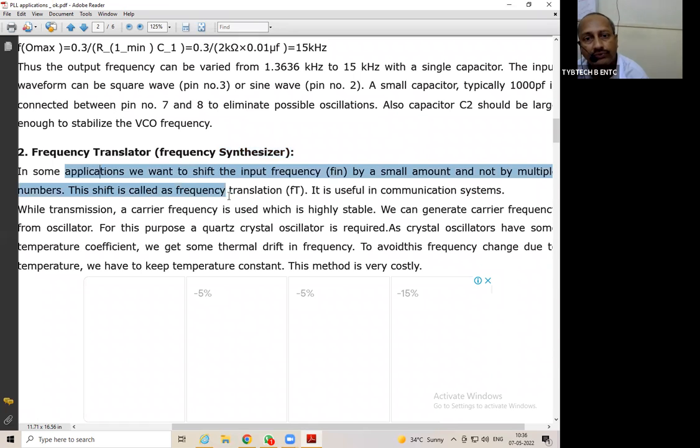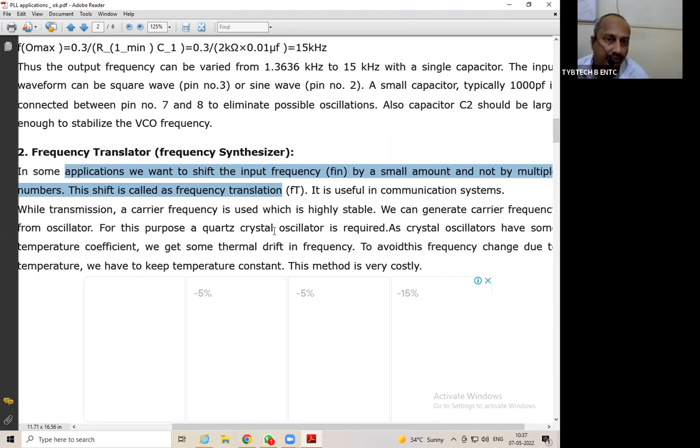If you go through the description, you will get that. If we want to shift the input frequency by a small amount and not in multiples, for example, the original input frequency is 1 hertz and you need 1.1 hertz, that is a minor change. In that case, this frequency synthesizer concept can be used.